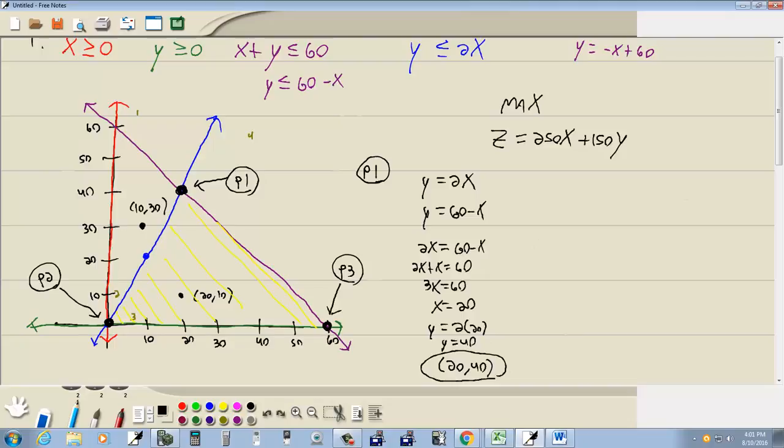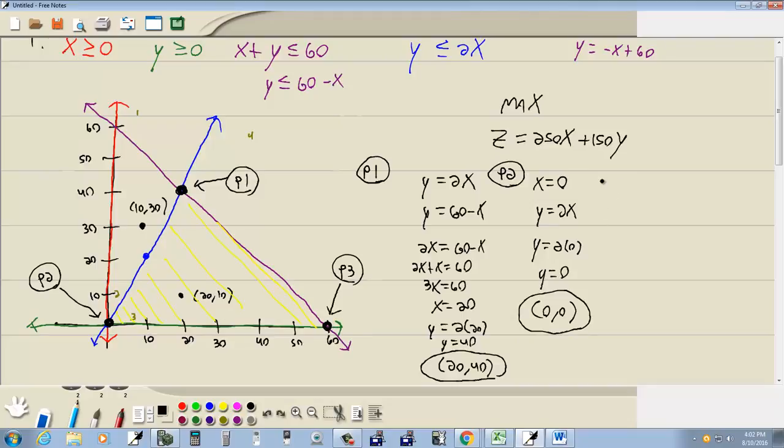My second point, P2. P2 is the intersection of blue and red. Well, red is x equals 0. Remember, we change the inequality to an equals. Actually, it's an intersection of blue and green also, isn't it? Doesn't matter which one you pick. What's blue? Blue is y is equal to 2x. Well, x is 0, we know that. So if we plug that into the other one, we got y is equal to 2 times 0, or y is equal to 0. So that point would be 0, 0. Makes sense. It looks like the origin, doesn't it?